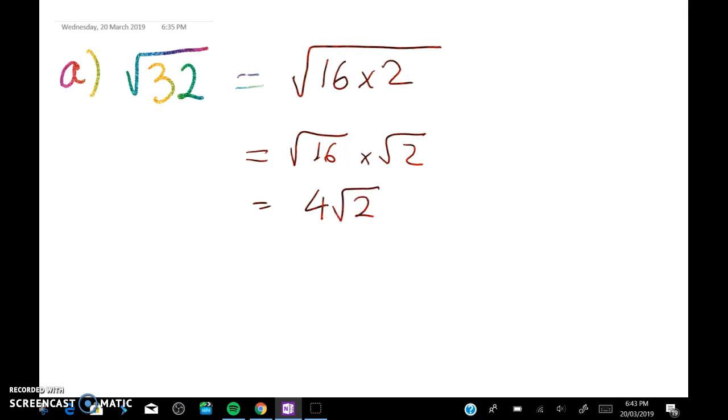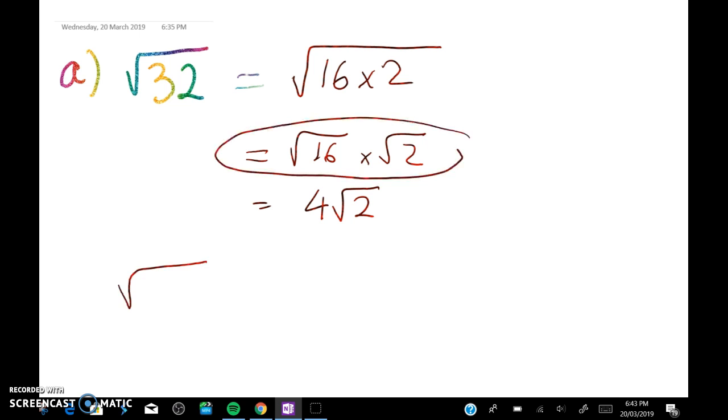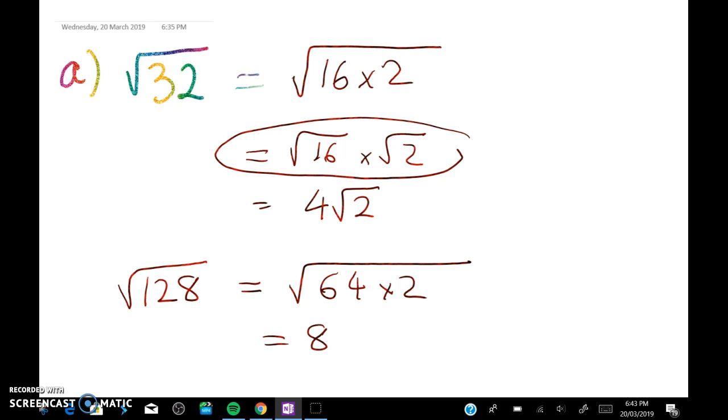Once we get good at that, we certainly don't need to do this step. For example, if I had the square root of, let me think of a good one, 128, I would look for a square in there, and I might think of 64 times 2, and then I'd get 8 root 2. Okay, so whenever we're doing anything with surds, we're always on the hunt for perfect squares hiding inside the number. You'll see that in the next couple as well.